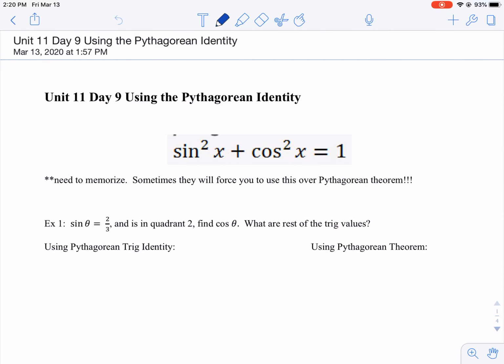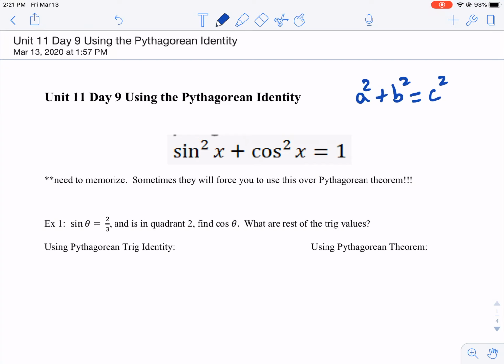Unit 11, Day 9, using the Pythagorean identity. So from Pythagorean, you're probably thinking of the formula a squared plus b squared equals c squared, which is how you find the missing side of a right triangle.